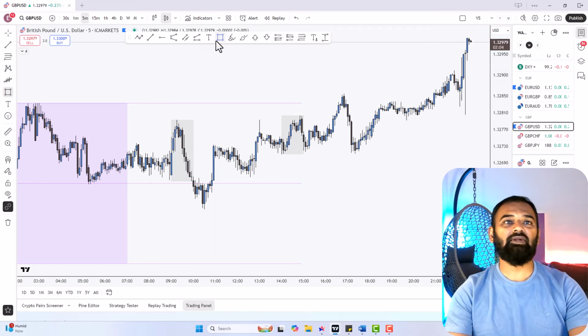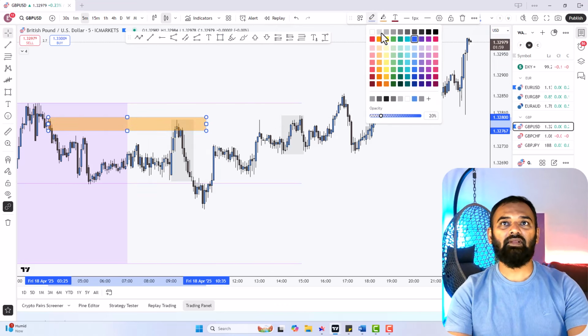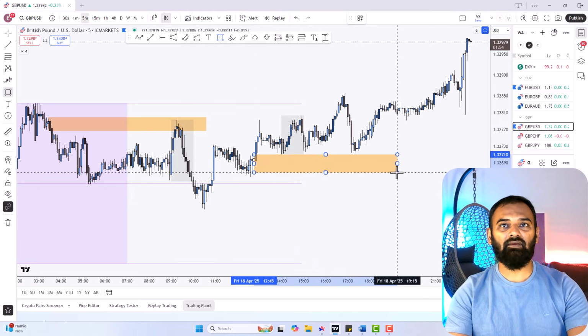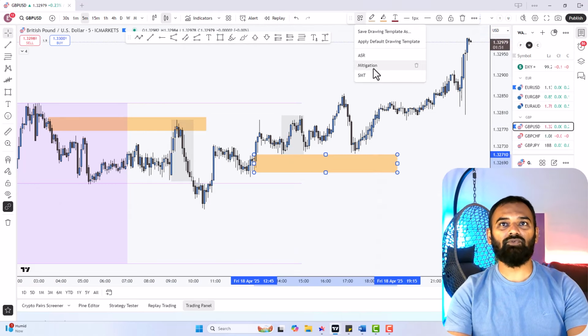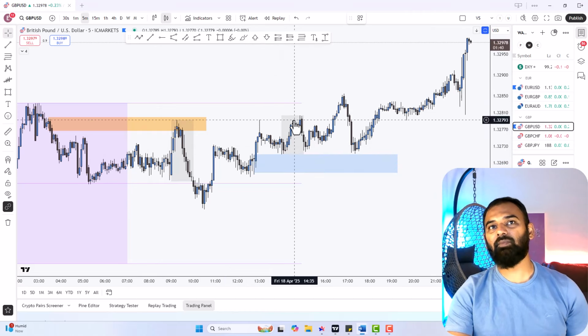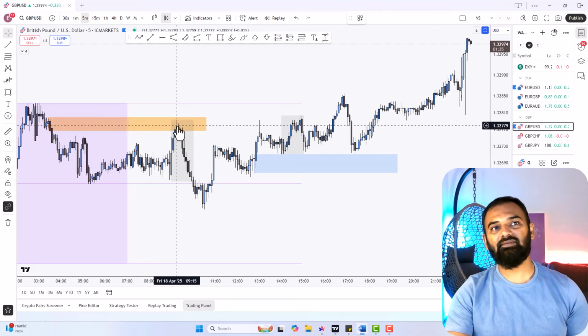So in this particular chart, you can see this particular area is a resistance zone, and this particular area is a strong support zone. Whenever price comes near the support area, buyers come in, and whenever price goes to a resistance area, sellers come in.